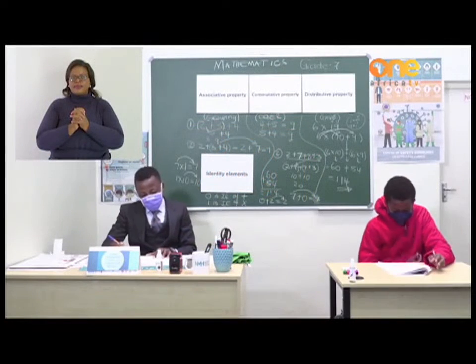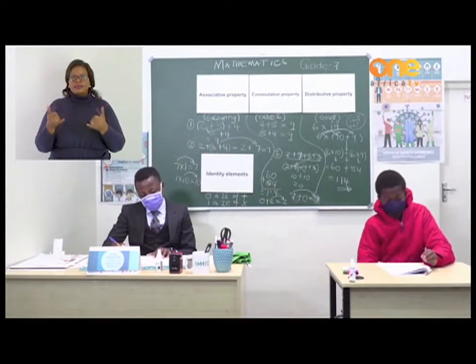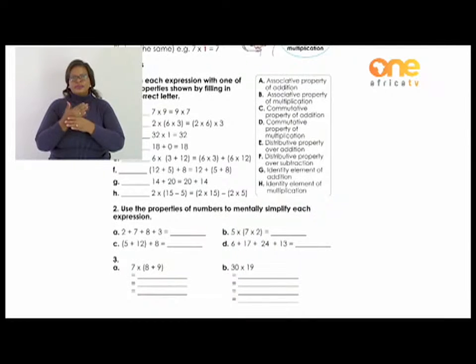Okay, now let us do the activity on page 14 in our booklet. So we start with the first number 1. You need to match each expression with one of the properties shown by filling in the correct letter. We have A until H.